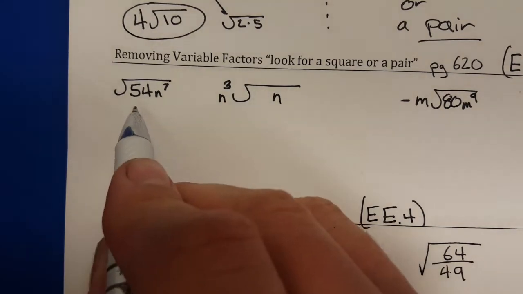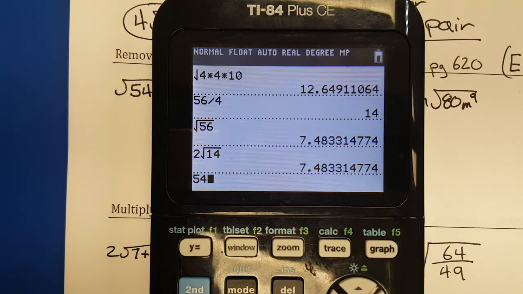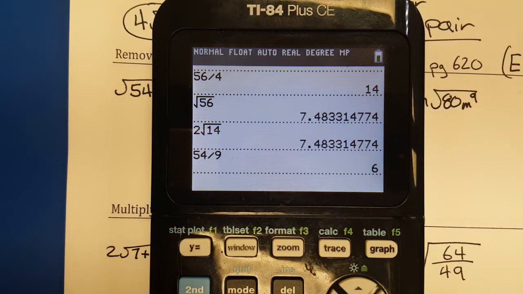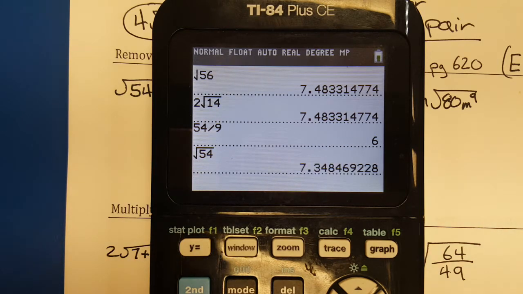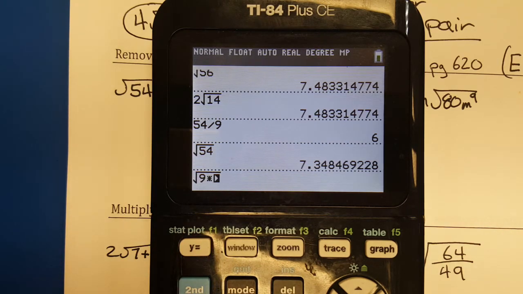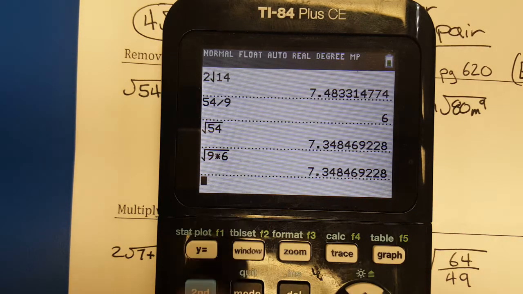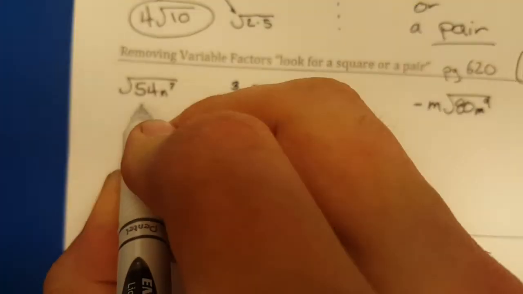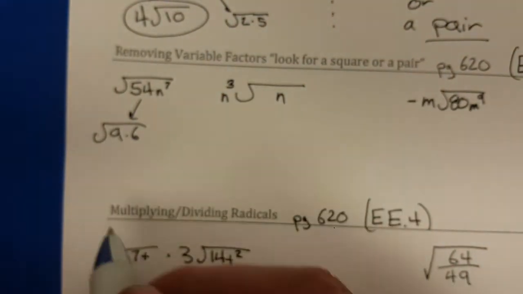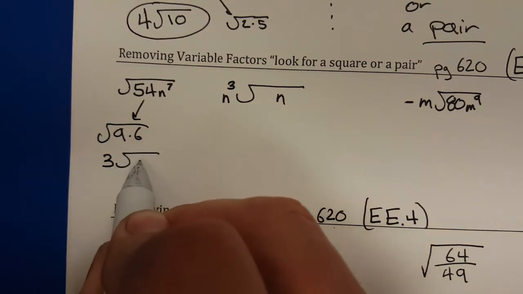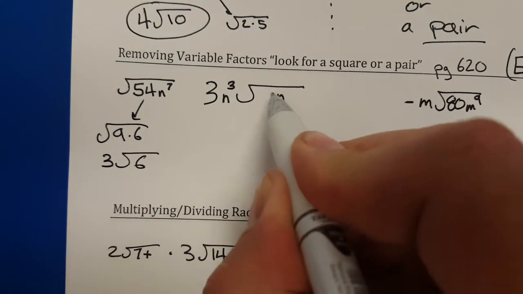Okay, now we got to break down 54. 54, I think, is a multiple of 9. So let's see here, 54 divided by 9. Yeah, that's pretty good for me. So watch this. Square root of 54, I'm going to go square root of 9 times 6. Sweet, same thing, okay? 9 is a perfect square, 6 is not. So I could rewrite it as the square root of 9 times 6, and then the square root of 9 is 3, and then 6 stays. All right, so basically the 3 makes it out, and then the 6 stays.